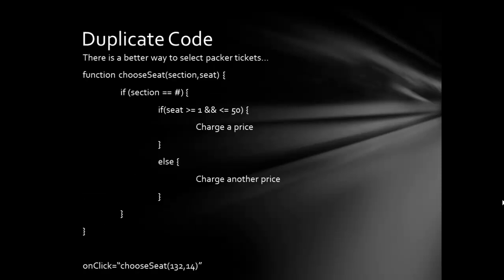It would be much easier if we would create a function, let's say a choose seat function. We pass to it the section and the seat we've selected, so that we can then do some logic in it where we could say if they've selected section whatever, and if the seat is greater than 1, as in the case of my code, and less than 50, charge a certain price, else charge another price. And then that function's called, as you can see at the bottom of the screen, from an on-click event. So they click it, it runs that choose seat function. In this case, we're passing section 132, seat 14, and we don't have to have a ton of duplicate code. Our choose seat function does the work for us.